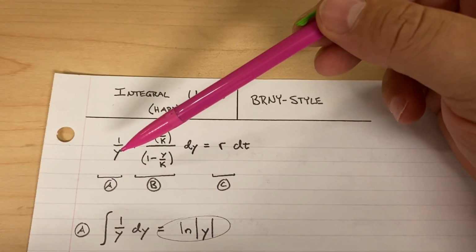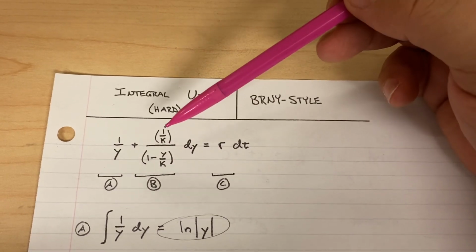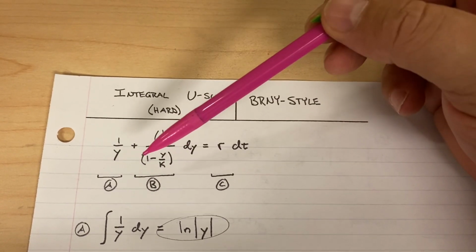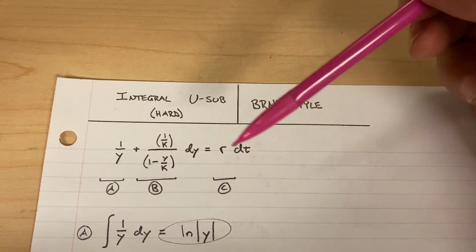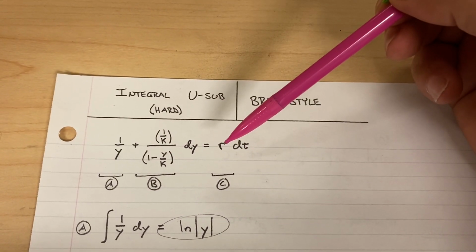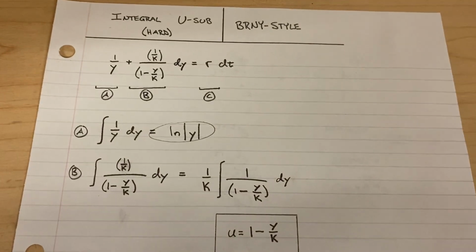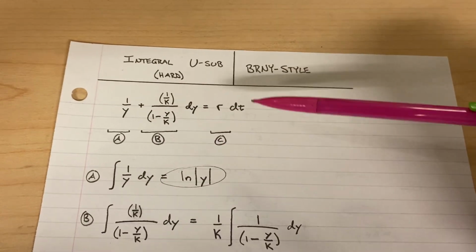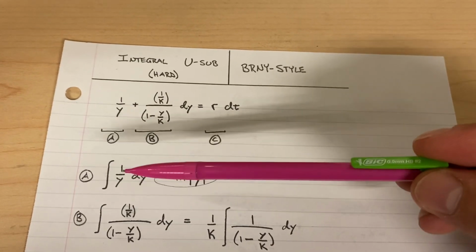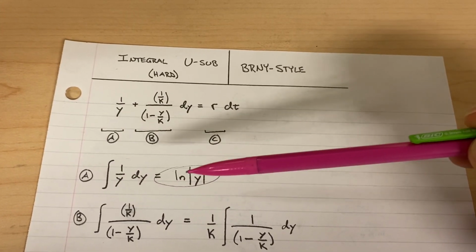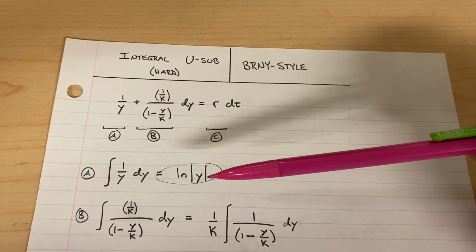Expression A is 1 over y. Expression B is 1 over k divided by 1 minus y over k. And expression C is r. So let's break this down by our components. Nice and easy now. We're going to integrate both sides. The integral of 1 over y dy is the ln of y.